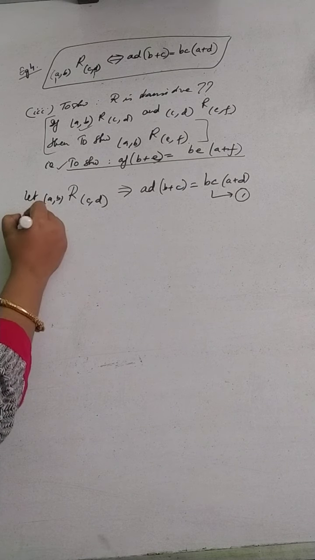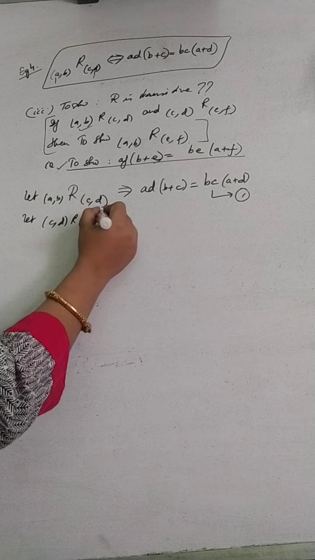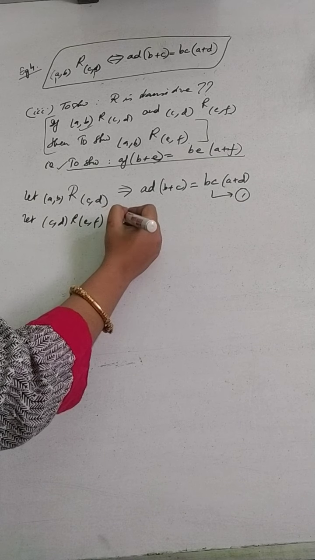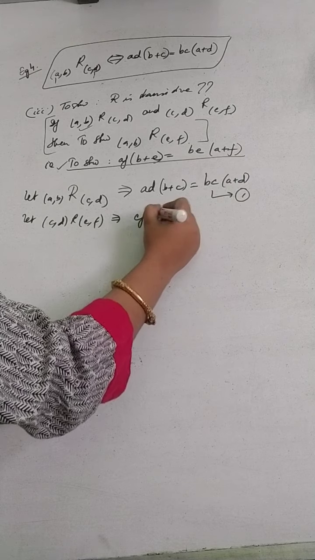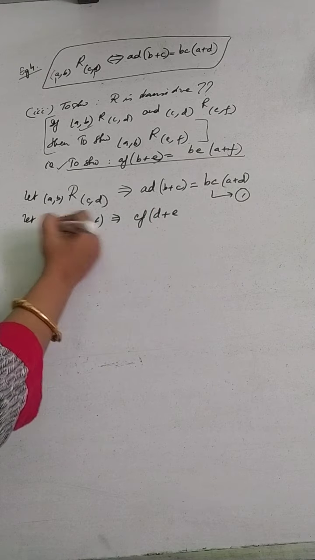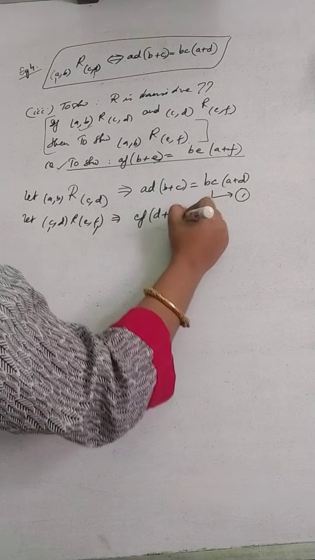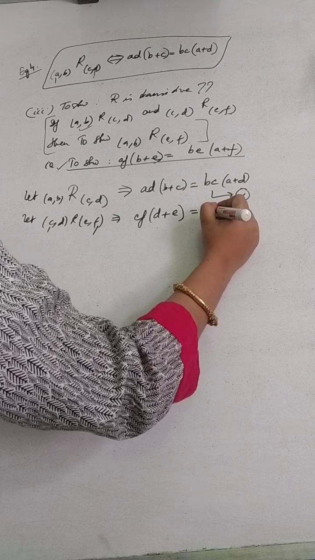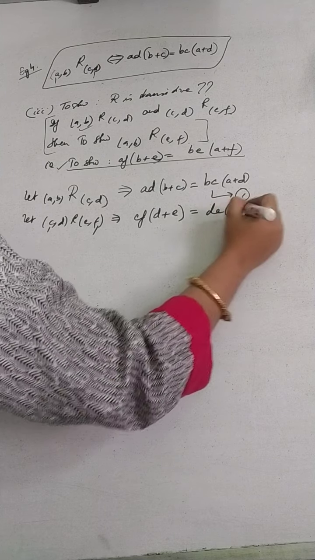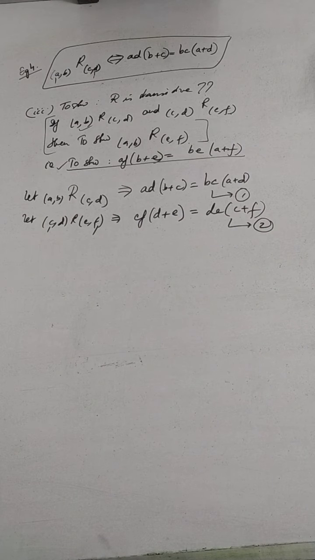Okay. Then I am assuming that (C, D) is also related to (E, F), which in turn means by definition that CF into (D plus E), because this is the first component and this is the last component, CF into (D plus E) is equal to the other way around now, that is DE into (C plus F). So this is your equation number 2.